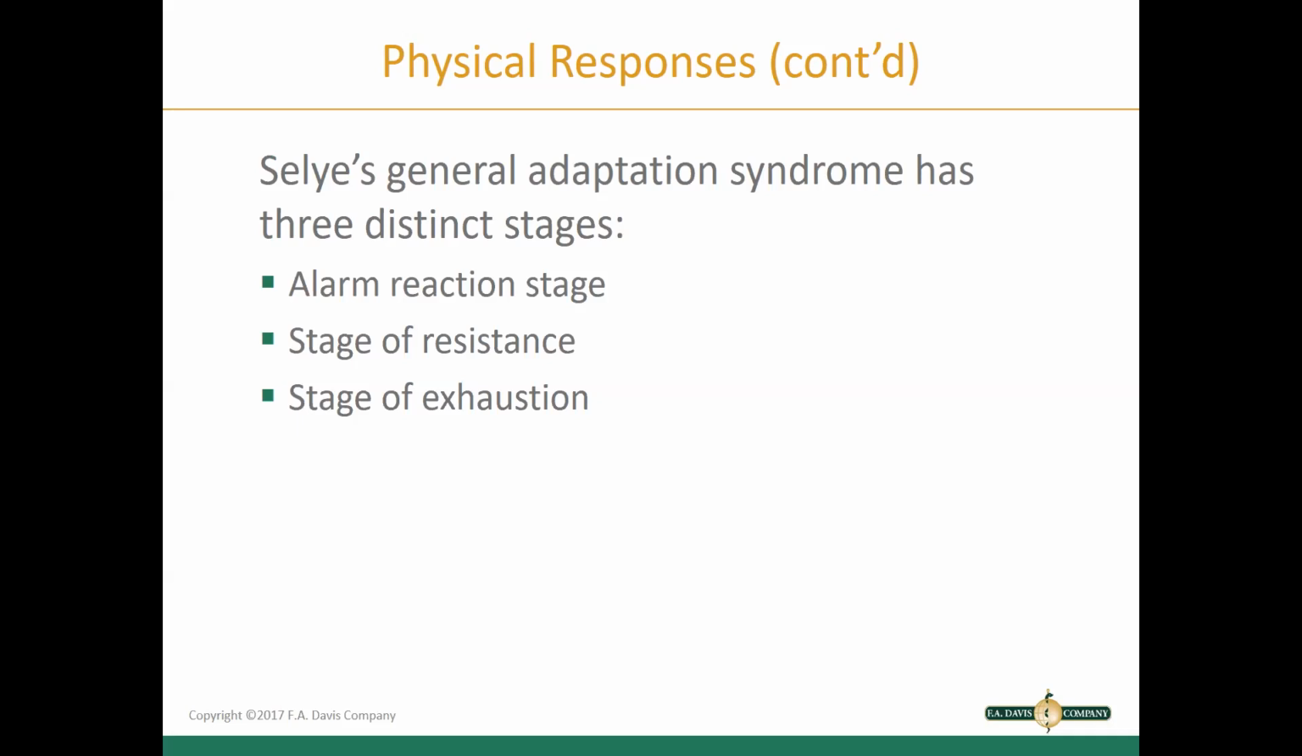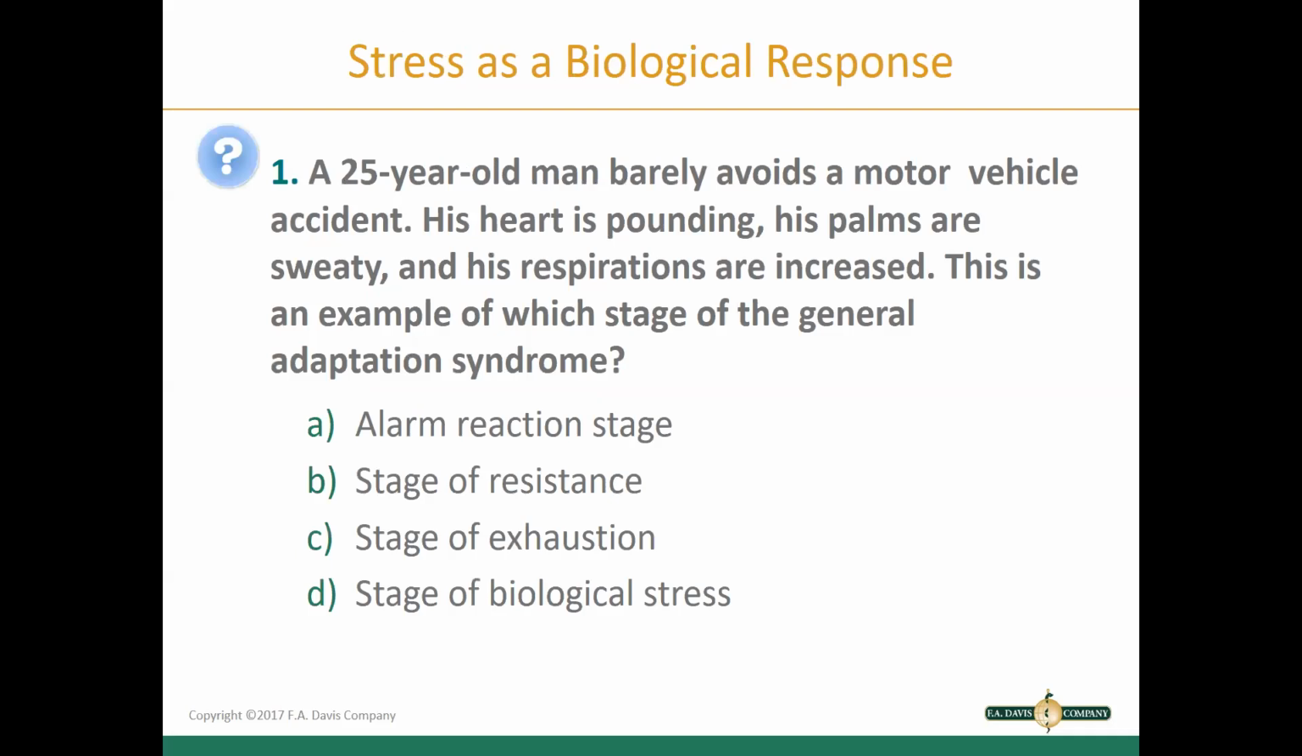Okay. So let's check your understanding. Stress as a biological response. A 25-year-old man barely avoids a motor vehicle accident. His heart is pounding, his palms are sweaty, and his respirations are increased. This is an example of which stage of the general adaptation syndrome? Is it A, alarm reaction stage, B, stage of resistance, C, stage of exhaustion, or D, stage of biological stress?